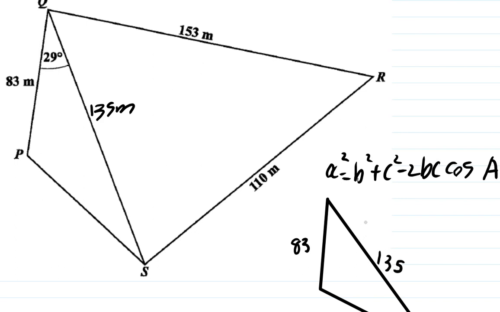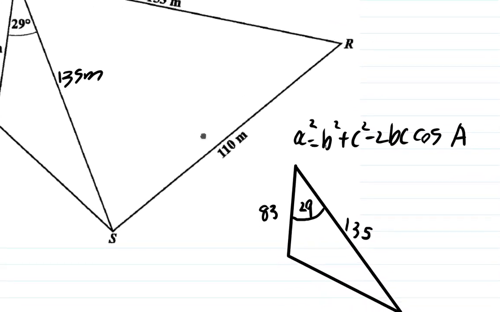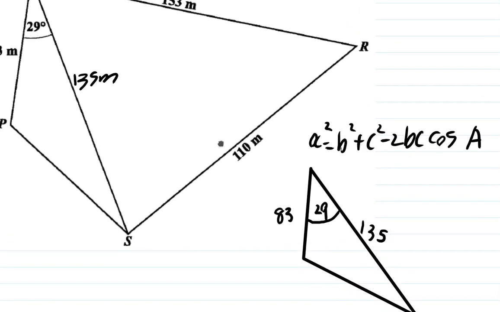Alright, now you have this angle 29. You could change the ABC to PQS in the formula, or you could change the labeling of the triangle to ABC if you want. Alright, let's change the labeling of the triangle to ABC. Right?